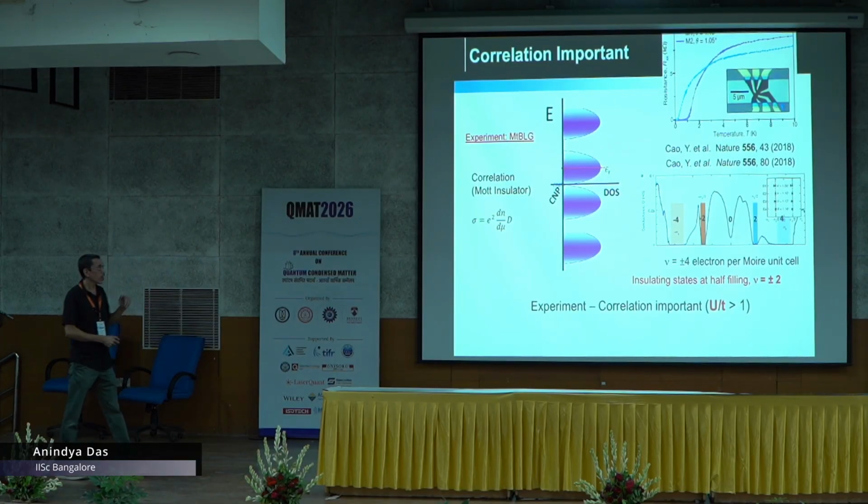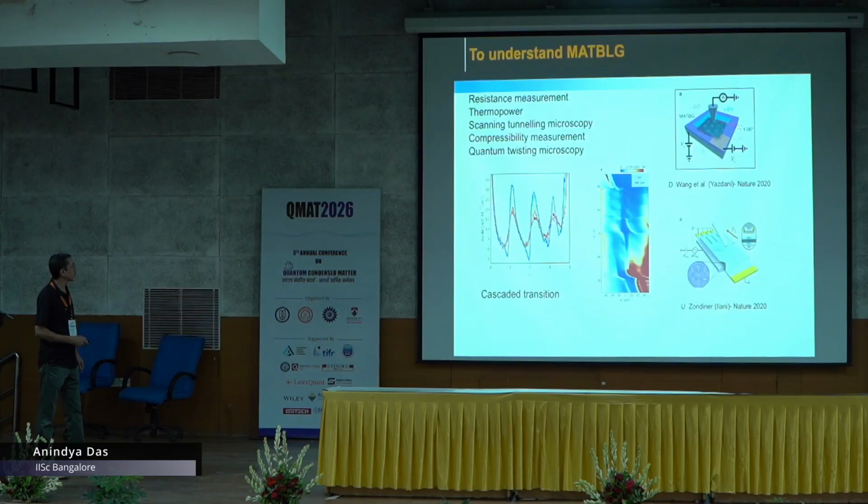So, that was the remarkable 2 discoveries, and since then, various techniques have been used to understand it. For example, resistance measurement, thermopower, which we have also been doing in our group, then these are all like a global kind of transport, then sort of like a local transport like scanning tunneling microscopy, compressibility measurement, and quantum twisting microscopy. This has revealed, actually it adds more puzzle in the system.